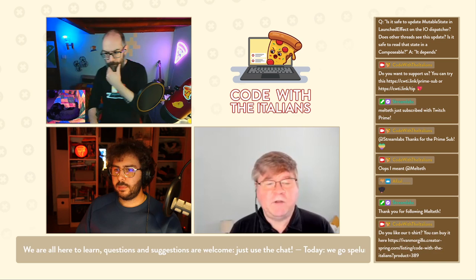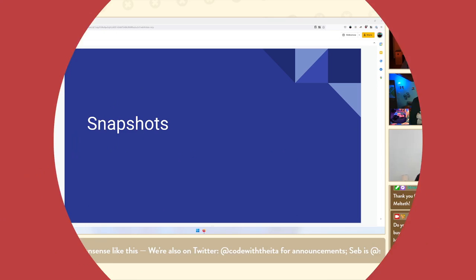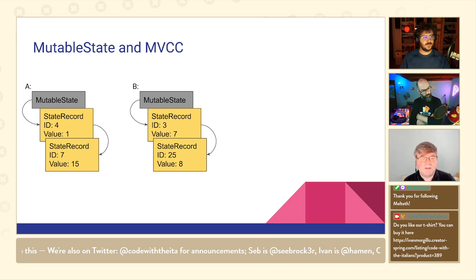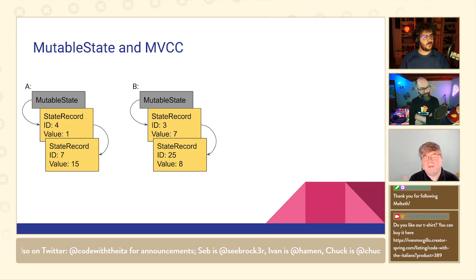Now, we could probably go into the slide deck. The first slide that I had gives an idea of how this works internally. It has two objects, A and B. I'm very creative in my names, obviously. The first is a mutable state of integer, initially with a value of 1, and then you change it to 15. And B was the initial value of 7, and then somehow you increment it to 8.